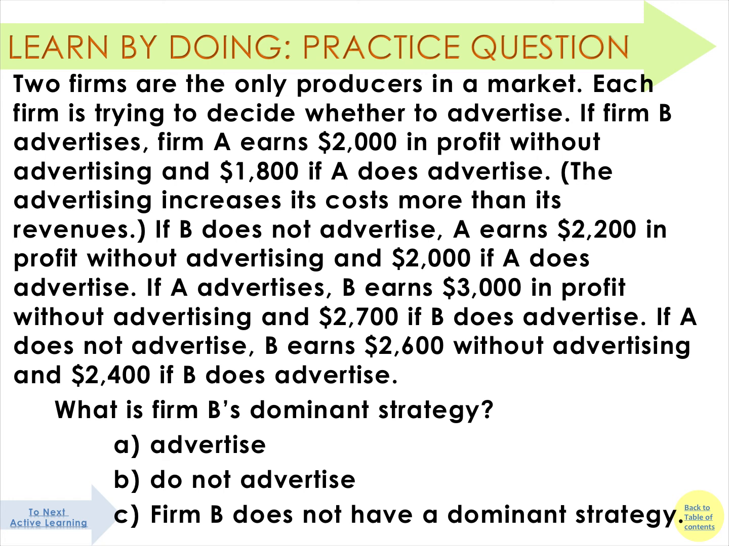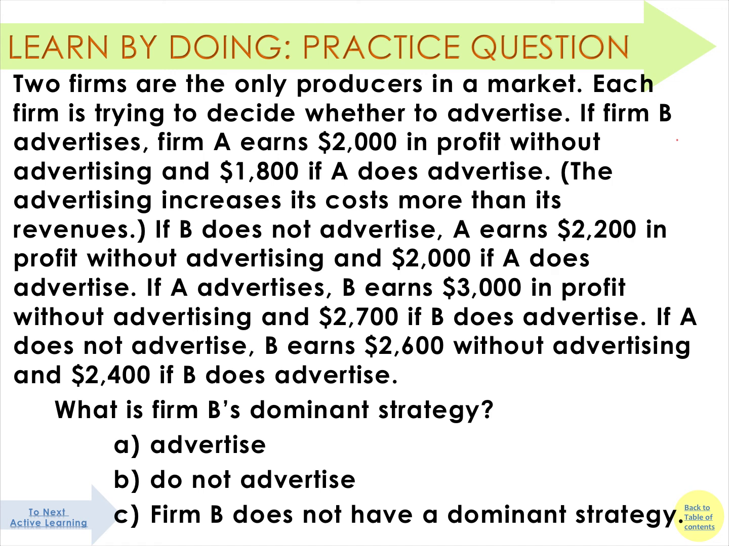All right, y'all. Two firms are the only producers in the market. Each firm is trying to decide whether to advertise. If firm B advertises, firm A earns $2,000 in profit without advertising and $1,800 if A does advertise. If B does not advertise, A earns $2,200 in profit without advertising and $2,000 if A does advertise. If A advertises, B earns $3,000 in profit without advertising and $2,700 if B does advertise. Starting to feel confused. If A does not advertise, B earns $2,600 without advertising and $2,400 if B does advertise.